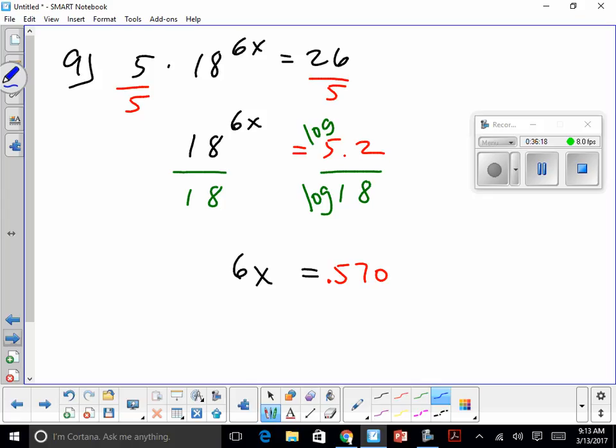Alright. And again, it's all about the calculator. You can question a 0.570. Divide that thing by 6. I hear 0.095 is what I hear. Someone else check that out just to make sure.